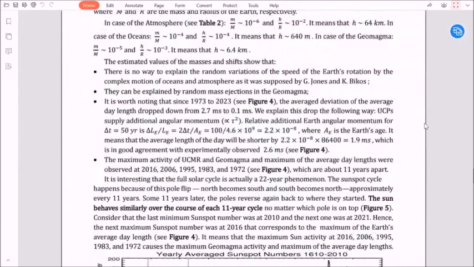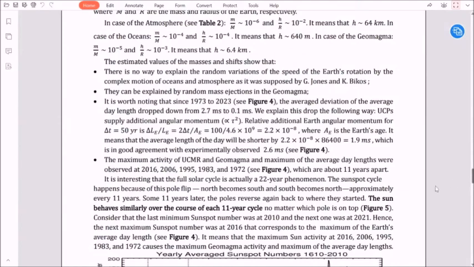UC particles supply additional angular momentum proportional to tau squared. Relative energy of the Earth's angular momentum for 50 years is about 2.2 times 10 to the minus 8, where AE is the Earth's age. It means that the average length of the day will be shorter, by this value 1.9 milliseconds, which is in good agreement with the experimentally observed 2.6 milliseconds.